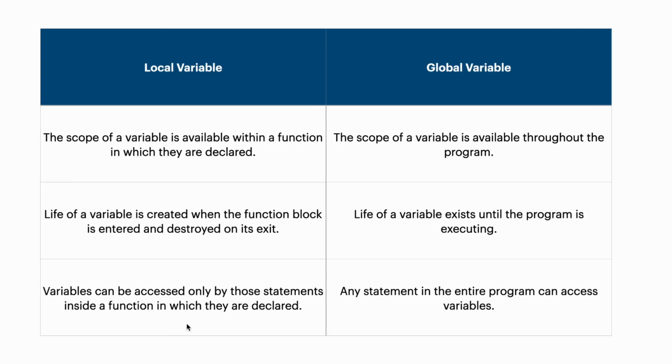And the third point says that a local variable can be accessed only within the statements or the function in which it is declared, whereas a global variable can be accessed throughout the program. I have explained this with the answer variable as well. So I hope you are clear on the difference between a local variable and a global variable. So let's move to our next question.